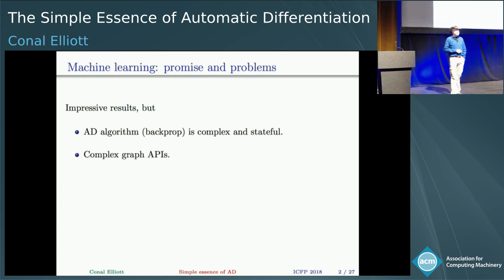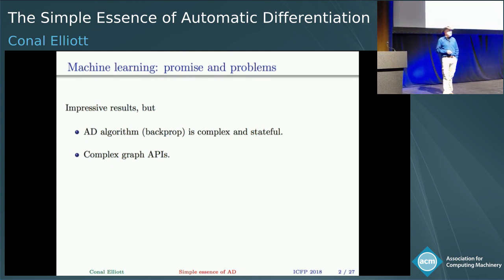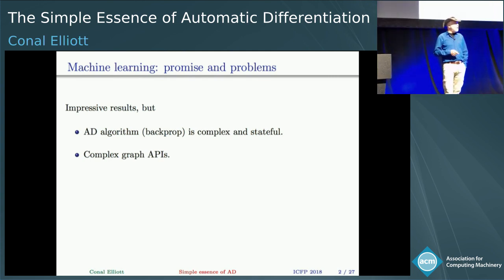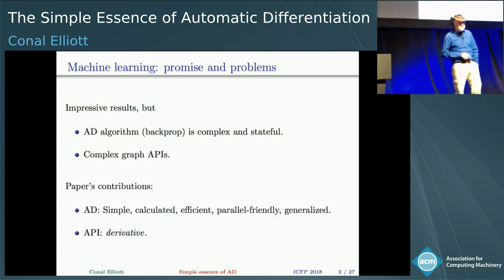The second problem is that programming systems for machine learning, and in particular for deep learning, are rather complex, and they present a model of graphs in which one writes programs that explicitly construct graphs that represent differentiable functions, even though we have a perfectly good way to express functions, namely our programming languages themselves, right? And in particular, functional programming languages. So in this talk today, I'm going to suggest a couple of solutions to these problems.